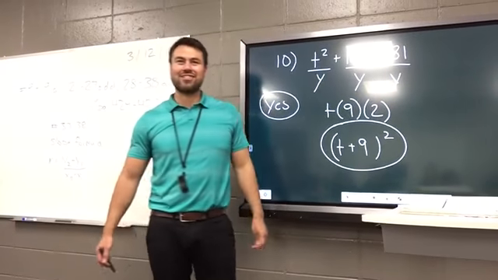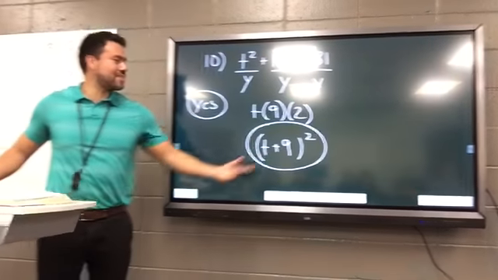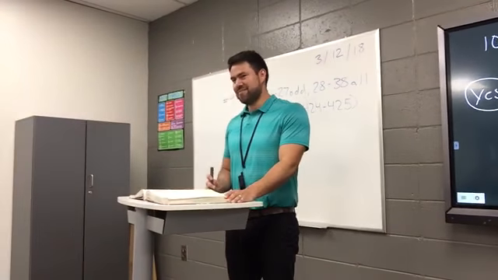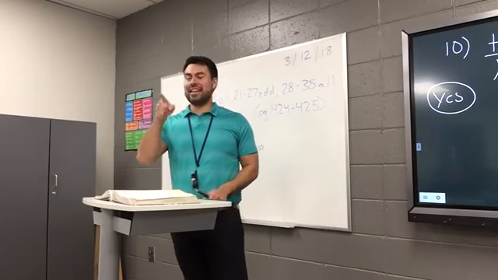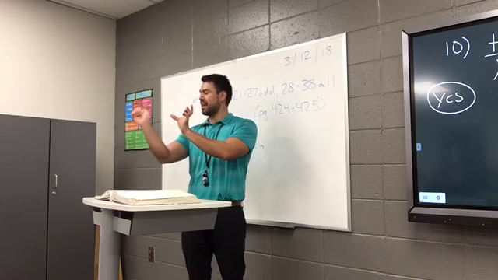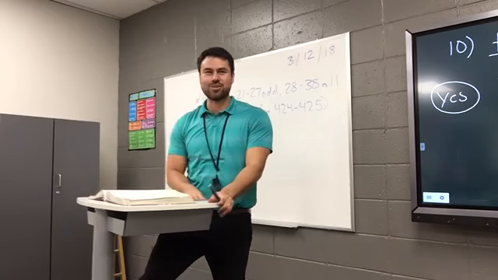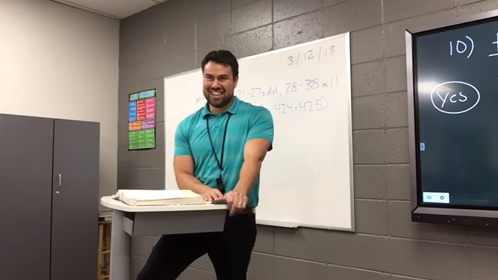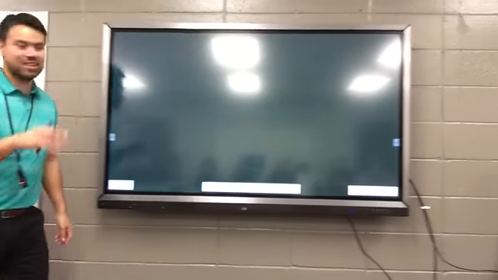What property says you're allowed to do that? Commutative, because it's adding. Thank you for that. Actually, it could be associative if those groupings change, but it's still going to be t plus 9 or 9 plus t. So the grouping didn't change, but good thought with the associative. At least you're thinking creatively, which is good.